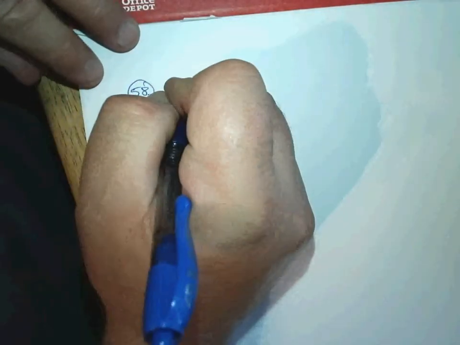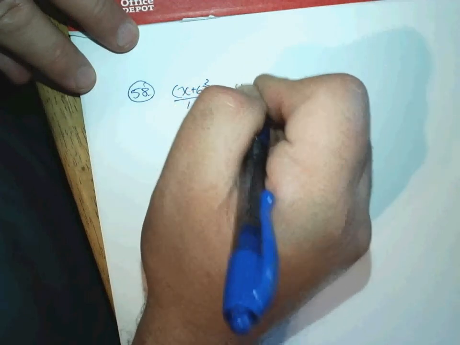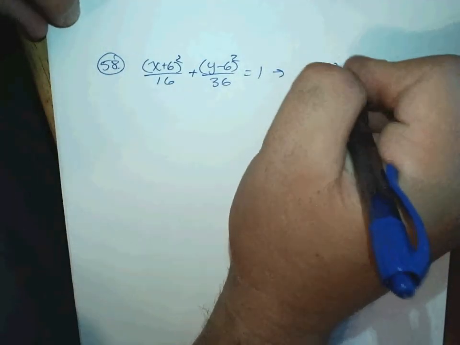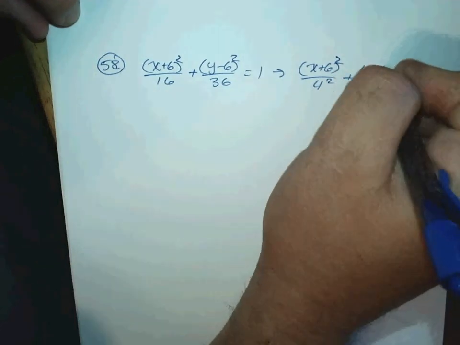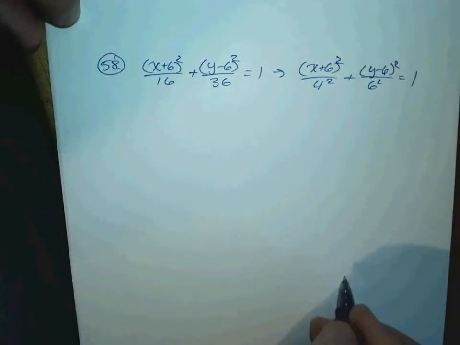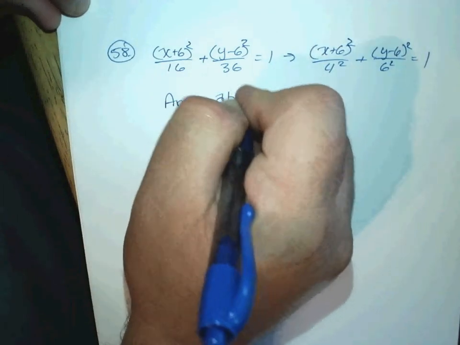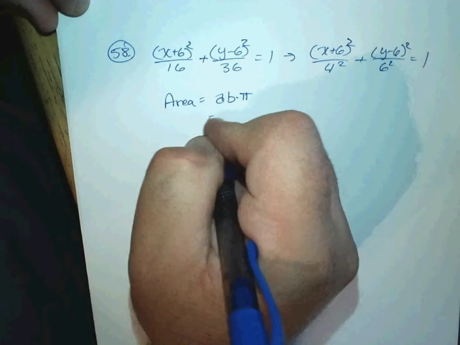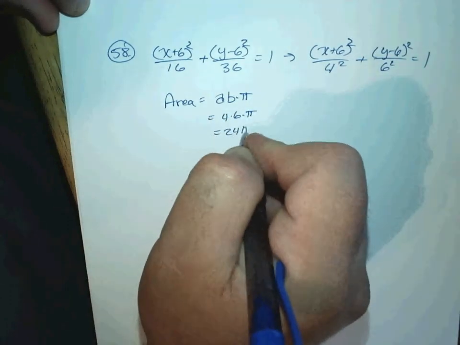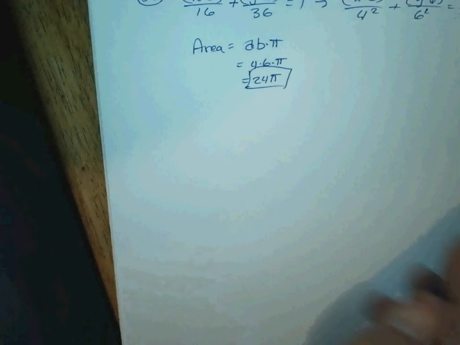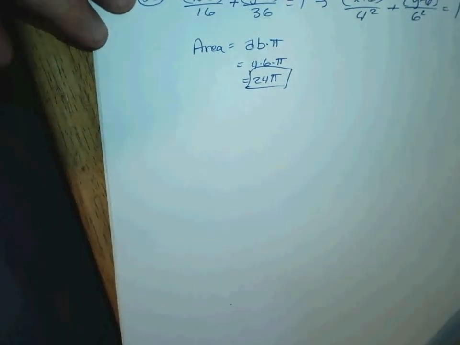All right, let's take a look, skipping down, at problem number 58. In 58, they give you x plus 6 squared over 16 plus y minus 6 squared over 36 is 1. In other words, this is x plus 6 squared over 4 squared plus y minus 6 squared over 6 squared is 1. They ask you, what's the area of this ellipse? Well, the area is the a and the b times pi. 4 and 6 can serve as your a and your b. So you're done. That's all you have to do for that.